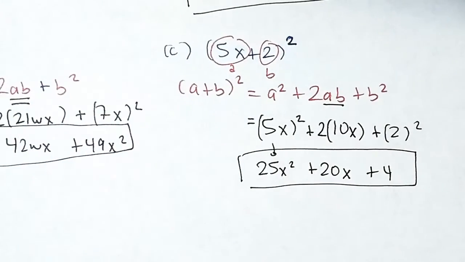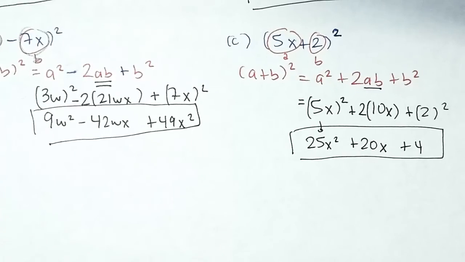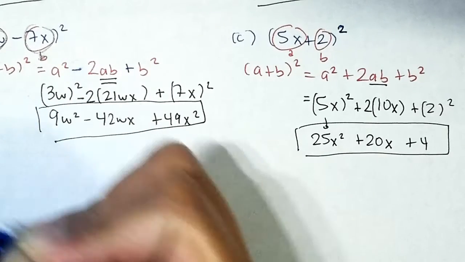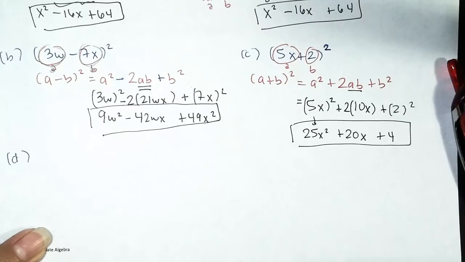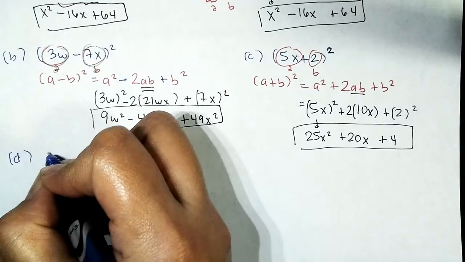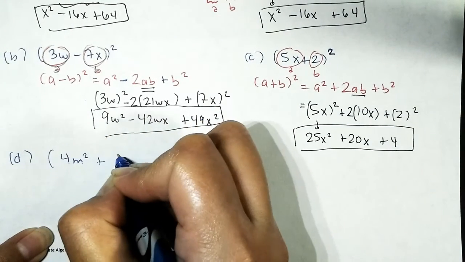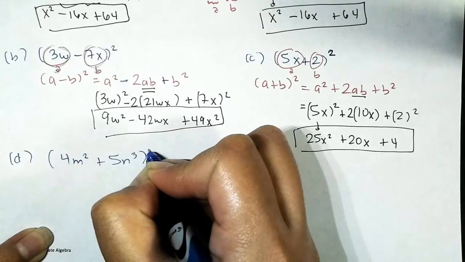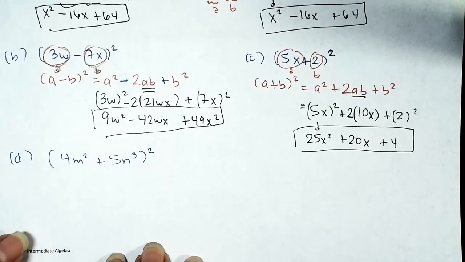Fantastic. So I said we were going to do four problems, so I guess we need one more. Problem D, we have the square of 4m squared plus 5n cubed.